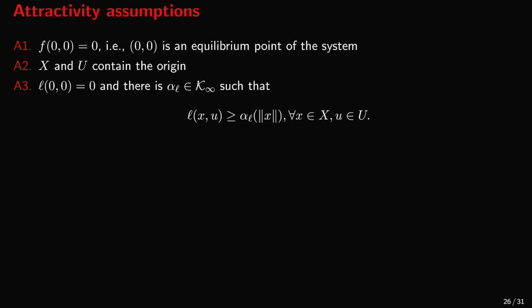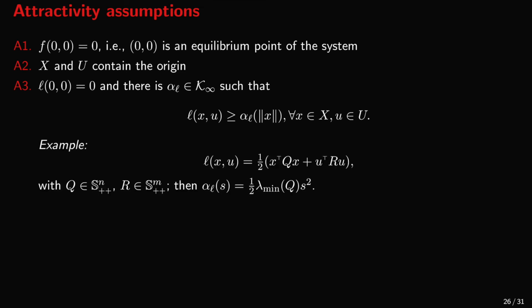This leads naturally to the following three assumptions. These are known as the attractivity assumptions. The first one is that the origin is an equilibrium point of the system. The second one is that X and U contain the origin. And thirdly, that the stage cost at the origin is equal to 0, and there is a K infinity class function alpha L, such that the stage cost L of x, u is above alpha L of the norm of x, so that the stage cost is controlled by the norm of x.